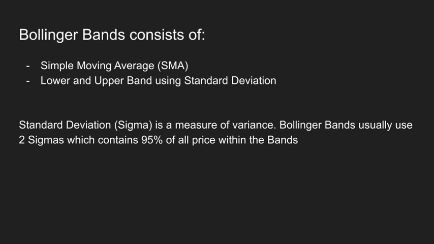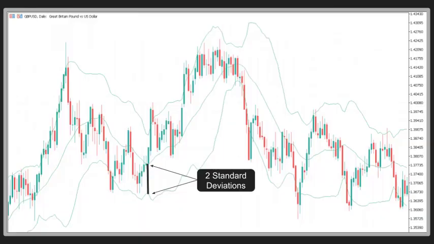The standard deviation, or sigma, is a measure of variance, and in Bollinger Bands, you usually use two standard deviations, which contains 95% of all prices within the bands. So in our example, the lower band is two standard deviations below the simple moving average, and the upper band is two standard deviations above the simple moving average.